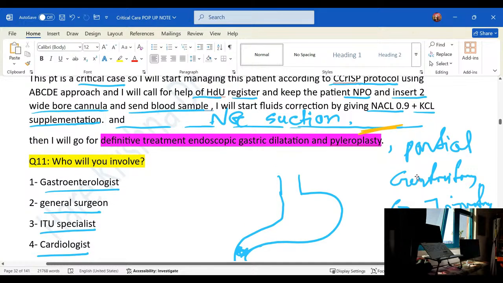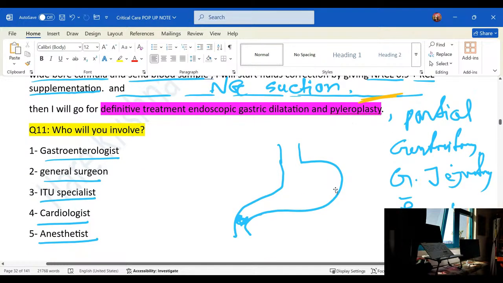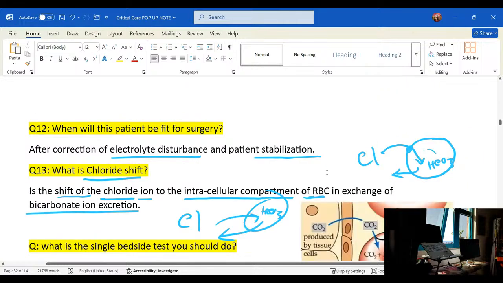Who to involve? Gastroenterologist, general surgeon, ICU specialist, cardiologist, and anesthetist. When will this patient be fit for surgery? After correction of the electrolyte disturbance and once the patient is stabilized.